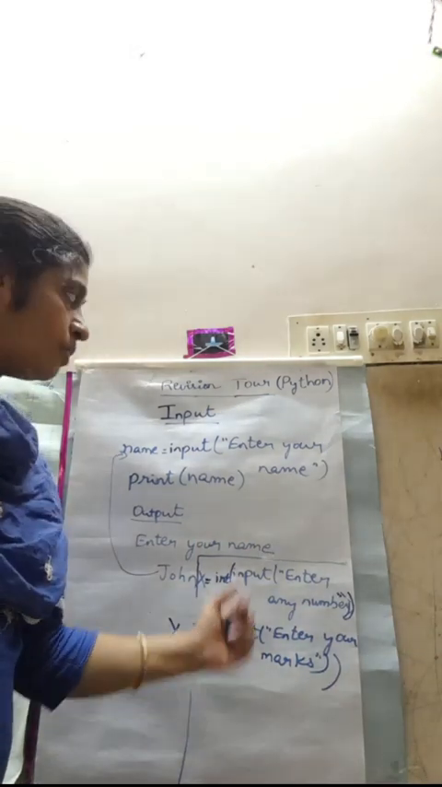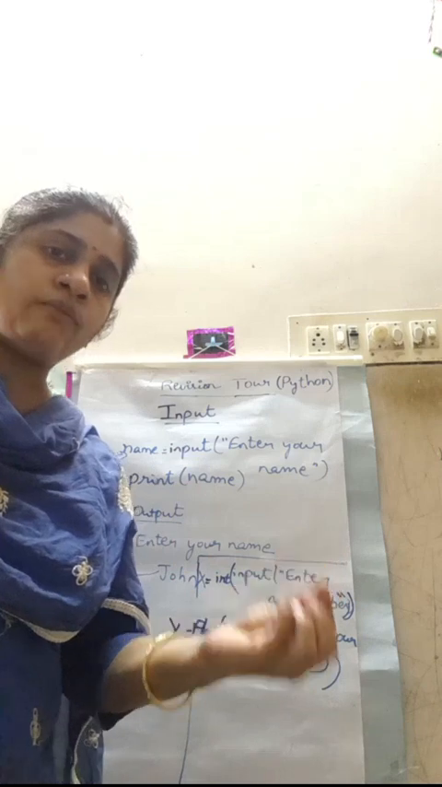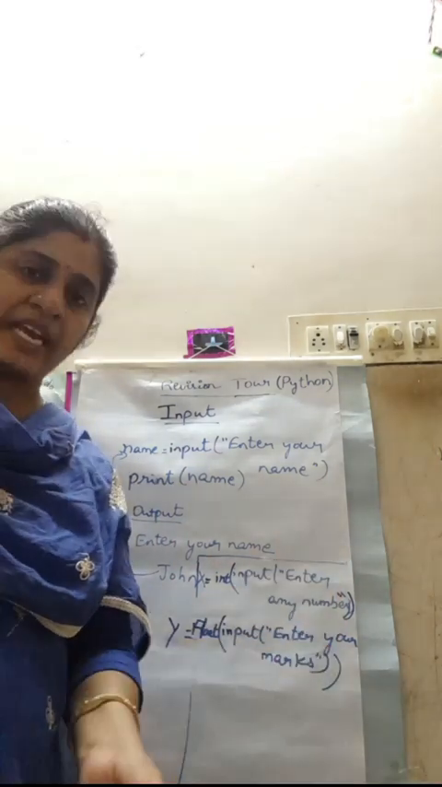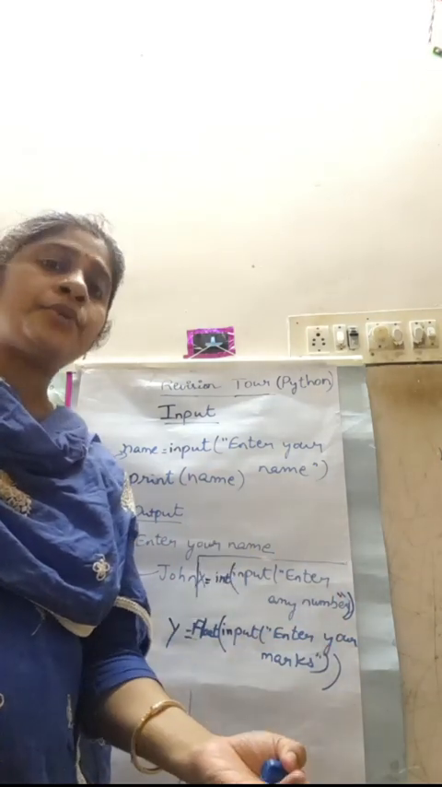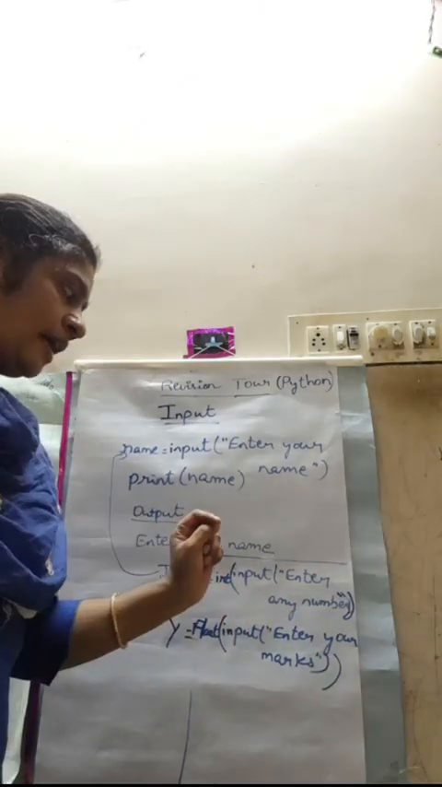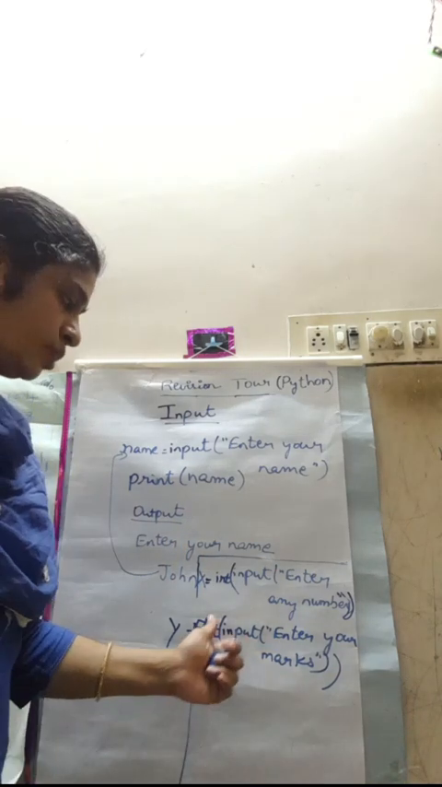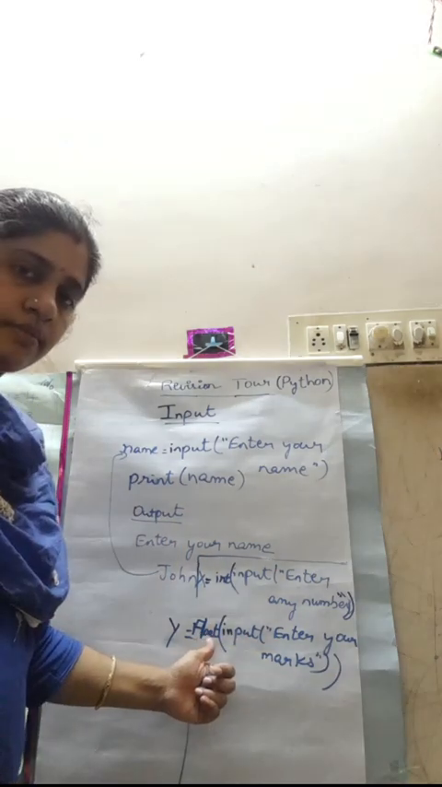So this is how the input statement works. It takes the value and gives you a string. And if you want to convert it into a number, you have to use the function int. And if you want to convert it into a floating point number, you have to use the function float.